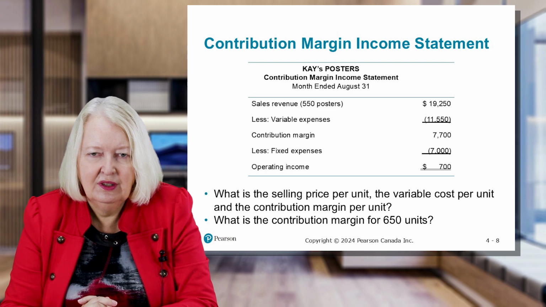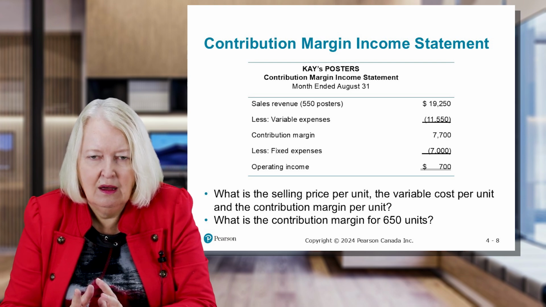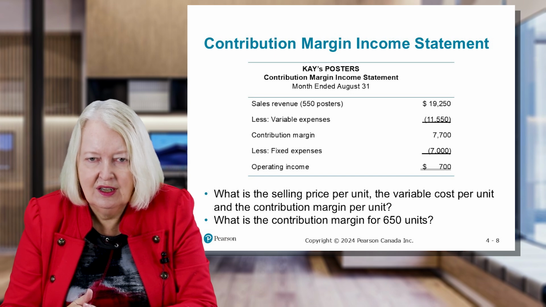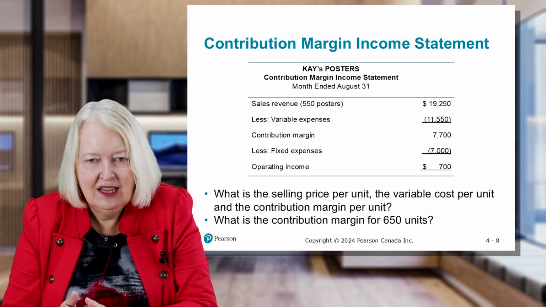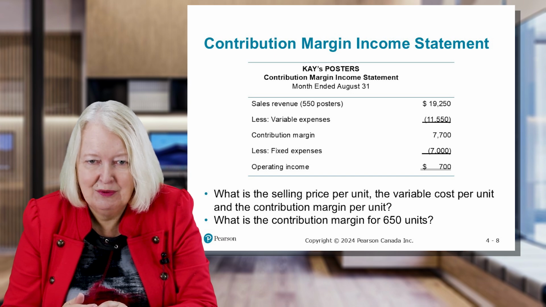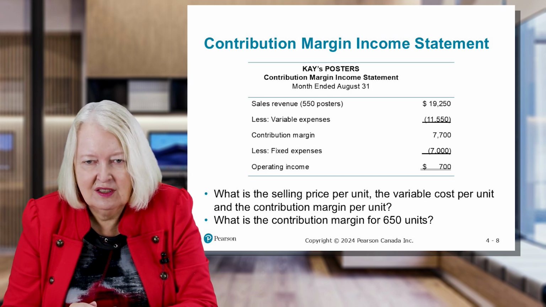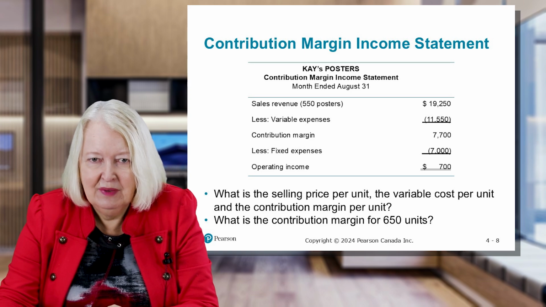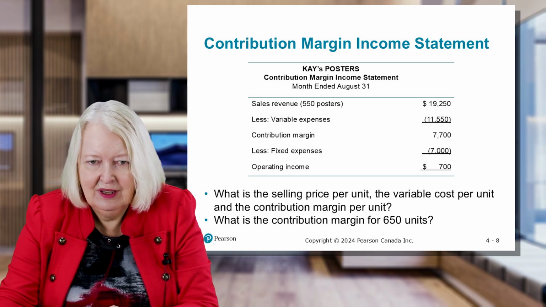So the contribution margin income statement, this is kind of like the long way to do it. So you would take your 550 posters, multiply it by your selling price, $35. Her variable expenses is $21 times 550. And then you can see the contribution margin is $7,700. And you can double check it, 550 times $14 per unit. Then she has fixed expenses of $7,000. So her operating income is $700. So she's not making a lot of money. She's doing a little better than break even, but not a whole lot.